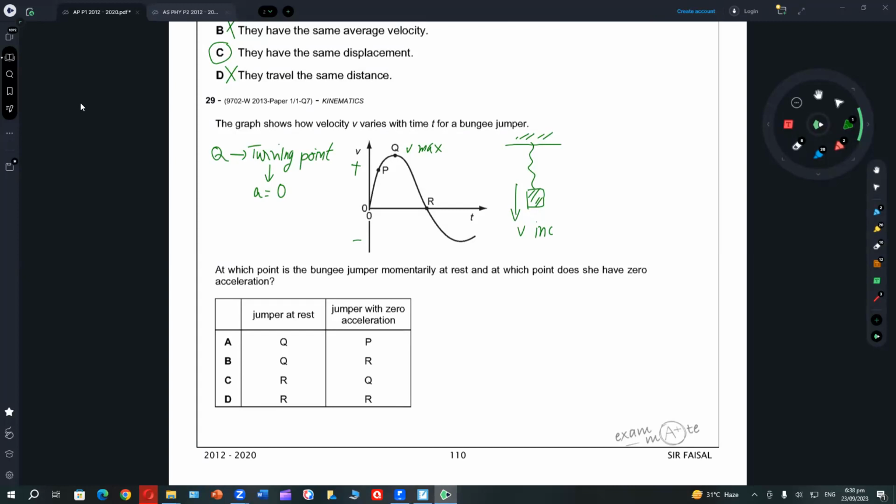Then can you tell me what's happening from Q to R? Velocity is decreasing, sir. Velocity is decreasing. It means that the string is in action. It means the string is getting taut. Because if you have seen that video, initially they go like a free fall, they go accelerating, and then the string is getting taut, the velocity decreases.